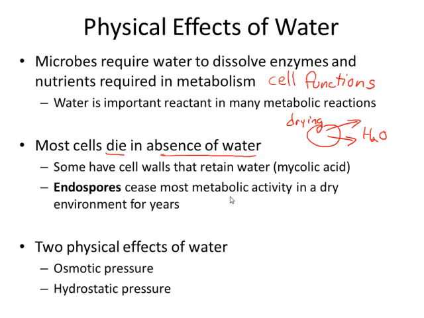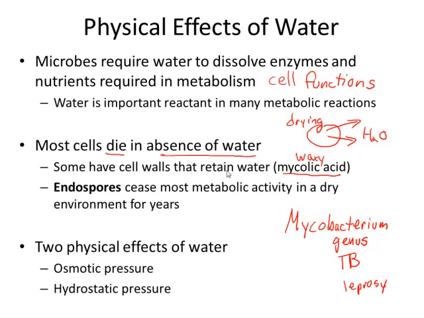Now, some cells have evolved to get around this. For example, the genus Mycobacterium, which is a genus of bacteria which is responsible for diseases like TB and leprosy. We talked about this in Chapter 3 and in Chapter 4. Their cell walls are high in this waxy substance called mycolic acid. Therefore, these bacteria can retain water, so they don't dry out as easily.